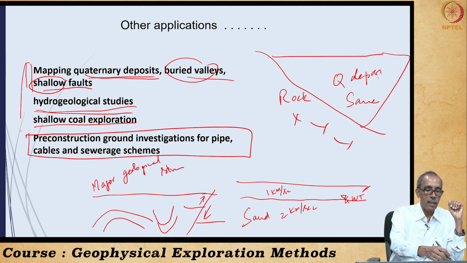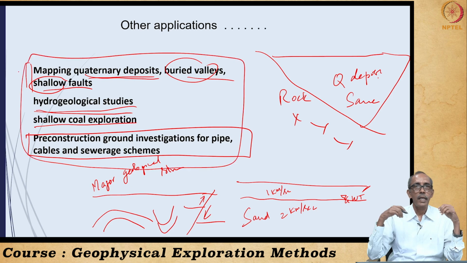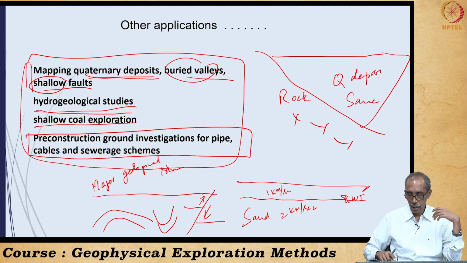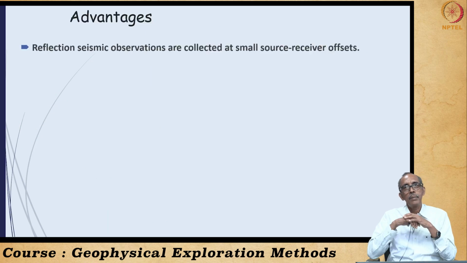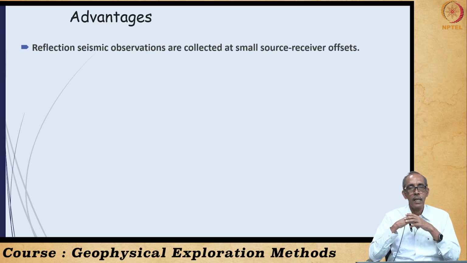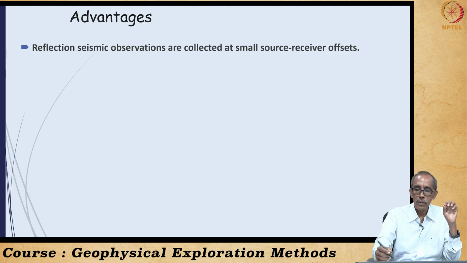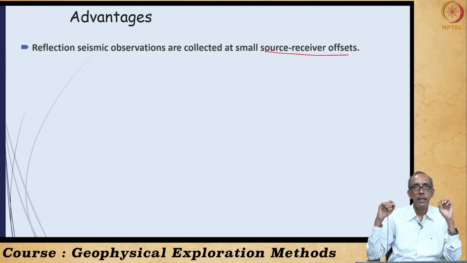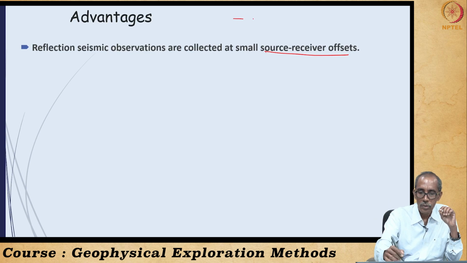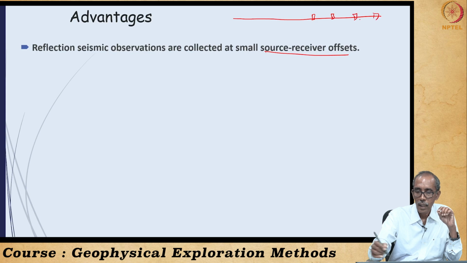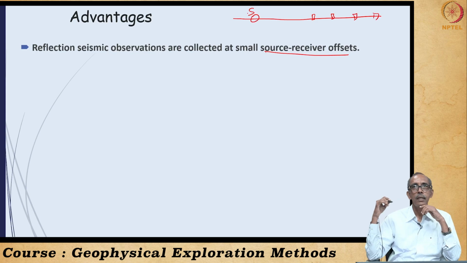Apart from that, there are some small scale applications, which are seen on this page. What are all the major advantages of seismic reflection methods? As we could understand from the discussions we have made in the last two lectures, seismic reflection survey can be carried out from small source receiver offset, isn't it? If you can recollect, when you do a survey on the surface, these are all the geophones and this is the source.